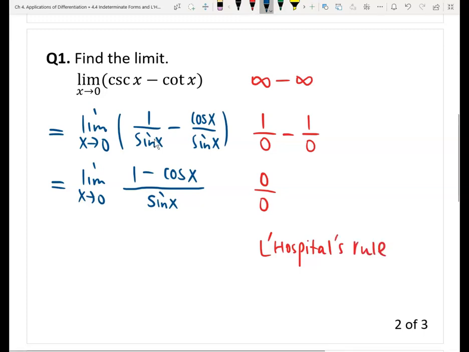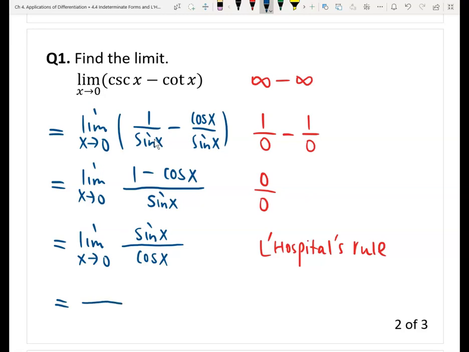Which means we need to take a derivative. We are going to take a derivative of the top, which is 1 minus cosine, the derivative of cosine is negative sine. Negative goes to positive, so it's sine. The denominator, I take a derivative, is cosine. Now, what do we get? Directly substitute. Sine at 0 is 0. Cosine at 0 is 1. See, the answer now we know is 0, right? Good. And now let's practice one more question.